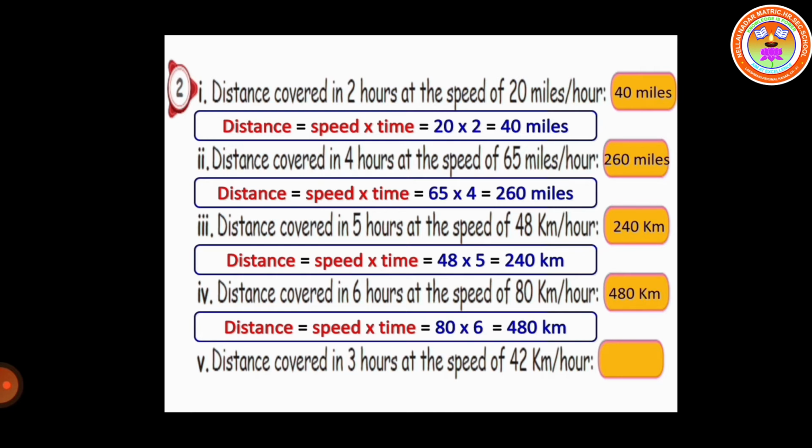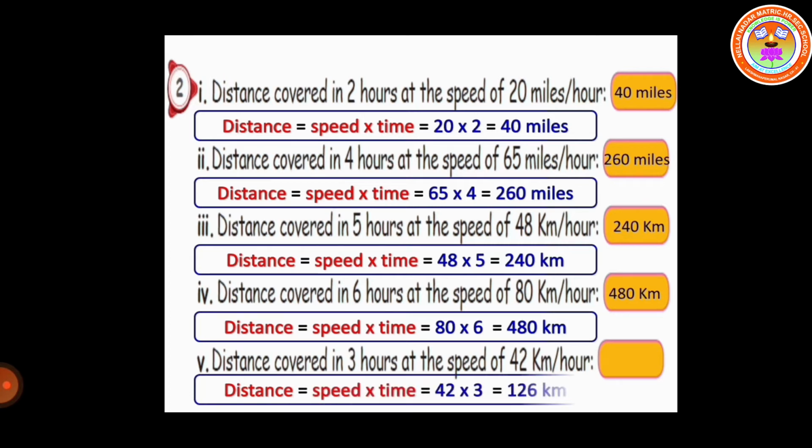Next one you see. Distance covered in 3 hours at the speed of 42 km per hour. What is the formula to find the distance? Speed into time. Multiply 42 into 3, 126 km. Let us move to the next one.